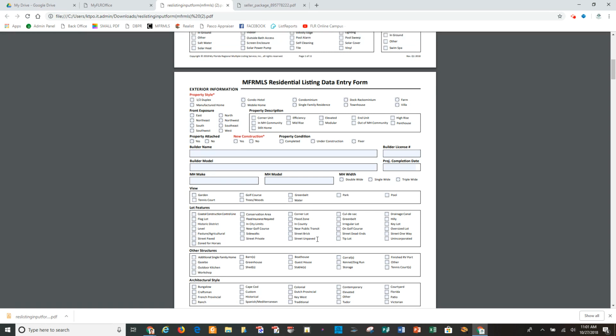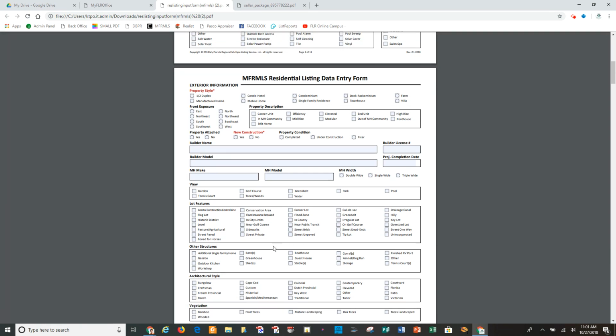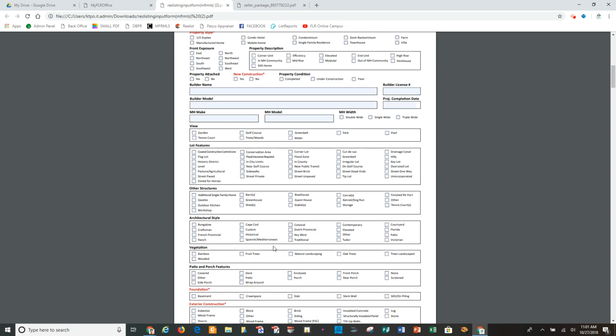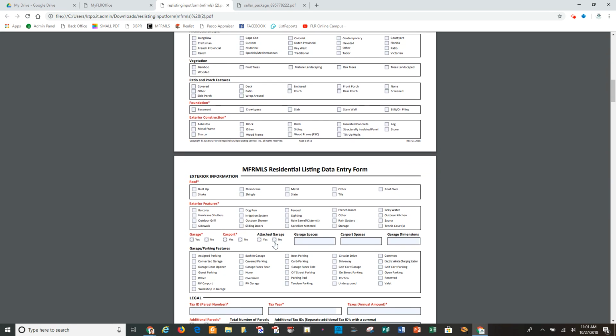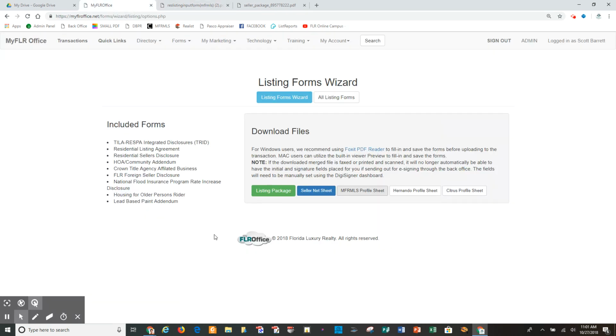This really provides a good guide if you print this out, so that when you're sitting with the owner, you can ask them detailed questions about the property. I'll give you some examples, such as, is there a garbage disposal? What type of utility water system is it on? Those things are very important, so that we're putting the correct information in the MLS to market that property.